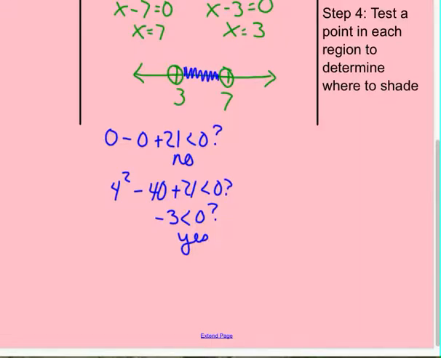Most likely, numbers greater than 7 will not make it work, but we have to test one just to be sure, so I'll grab 8. Alright, so we have 64 plus 21 is 105, minus 80 is positive. So no, that is not true, so we will not be shading to the right of 7.